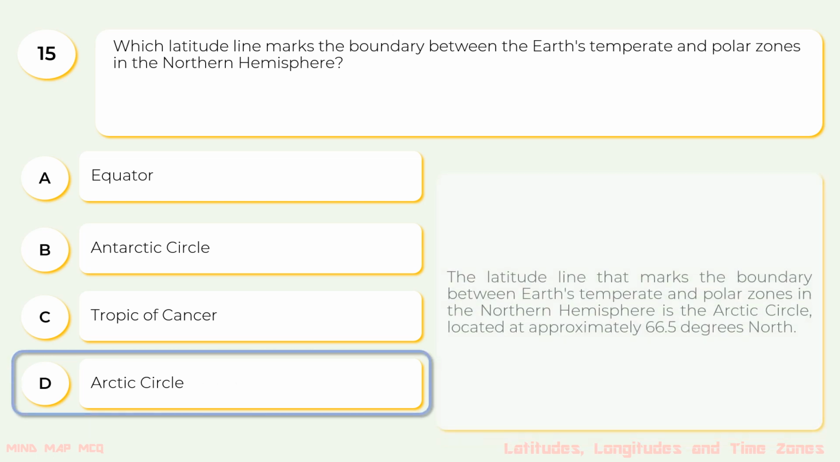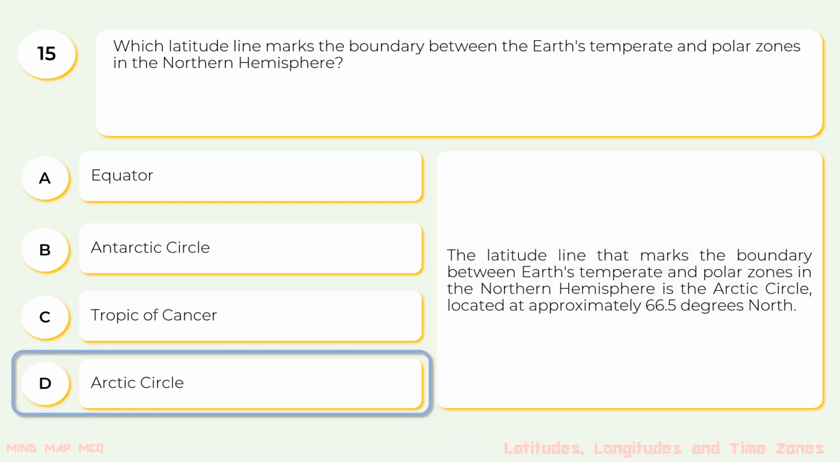Arctic Circle. The latitude line that marks the boundary between Earth's temperate and the polar zones in the northern hemisphere is the Arctic Circle, located at approximately 66.5 degrees north.